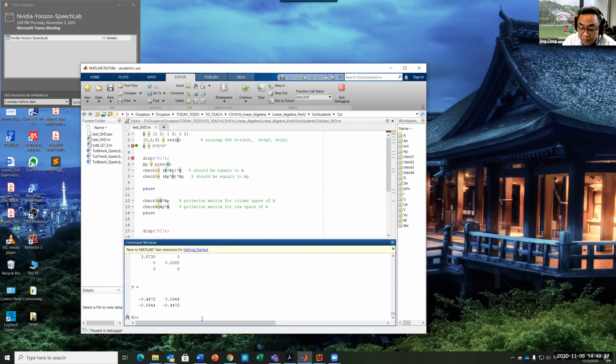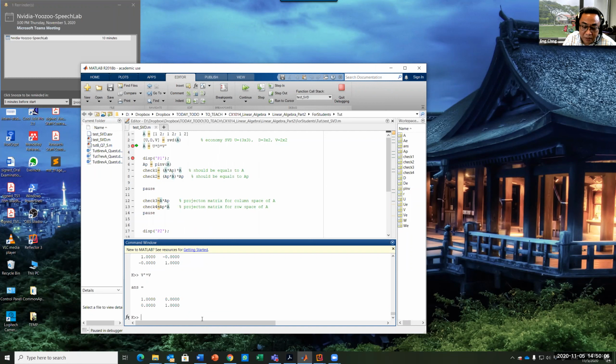Remember, U is supposed to be an orthogonal matrix. What is the orthogonal matrix? It means U times U transpose is I. Okay, correct. U transpose times U, also I. Yes, correct. So U is an orthogonal matrix. What about V? Same. V times V transpose, I. V transpose times V, I. Great. So now we have seen what is U, D, and V.